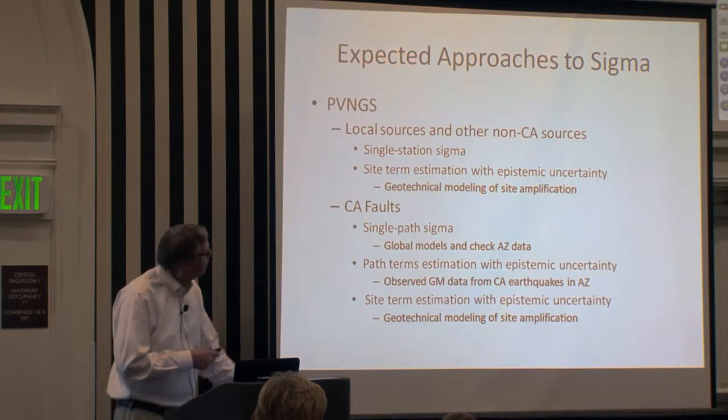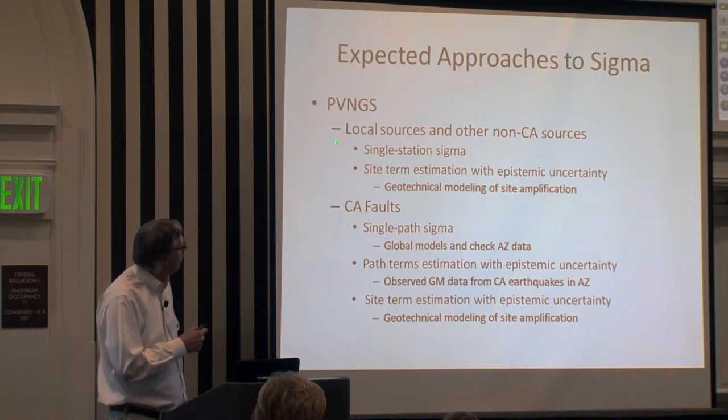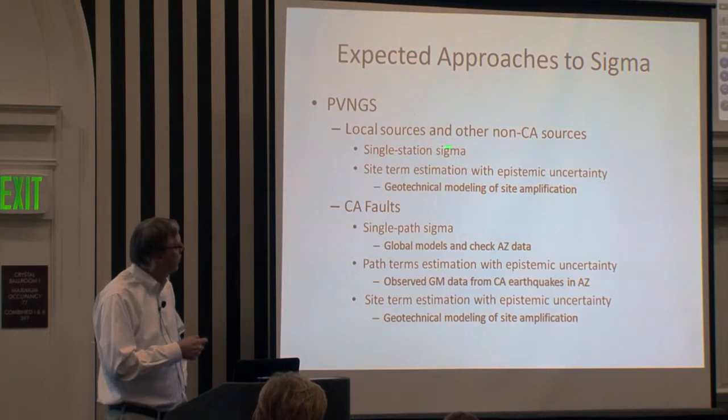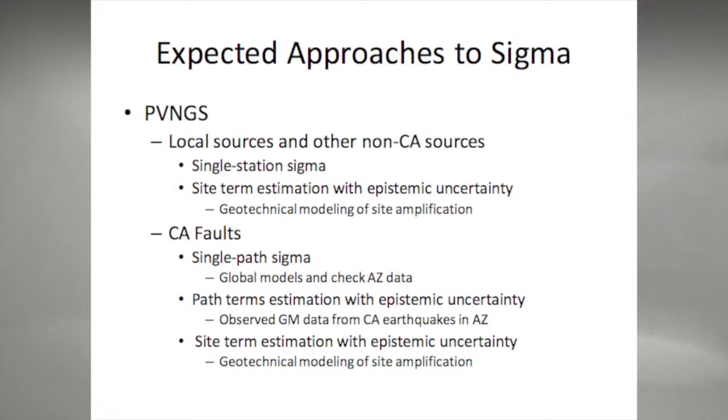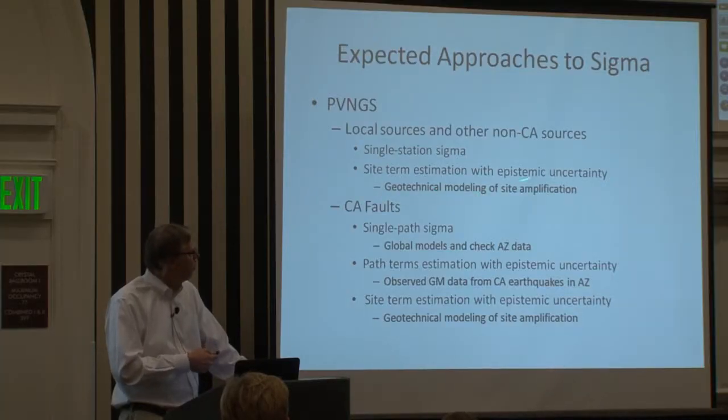So the expected approaches for sigma for Palo Verde: for local sources, we're looking at the non-California sources, not those two paths. We'll use single station sigmas with the site term and its epistemic uncertainty estimated with geotechnical modeling of the site amplification. They don't have recordings on site at Palo Verde to pull out an empirical estimate of the site effect, so we can build geotechnical models, and a range of those, to capture the epistemic uncertainty.